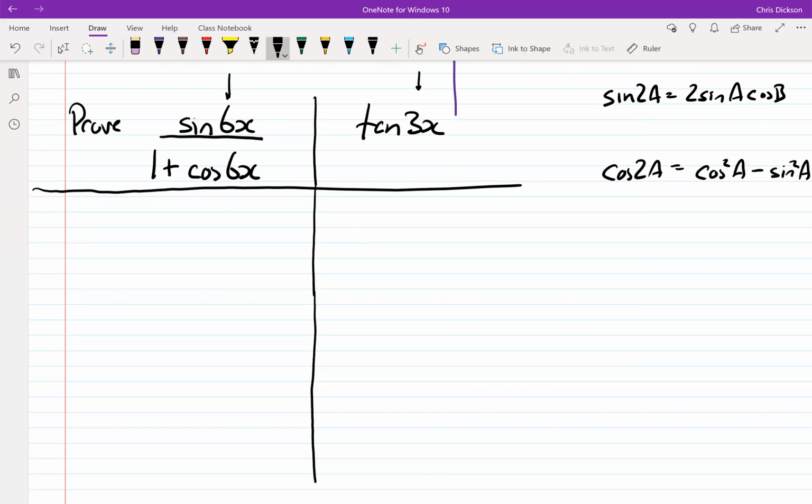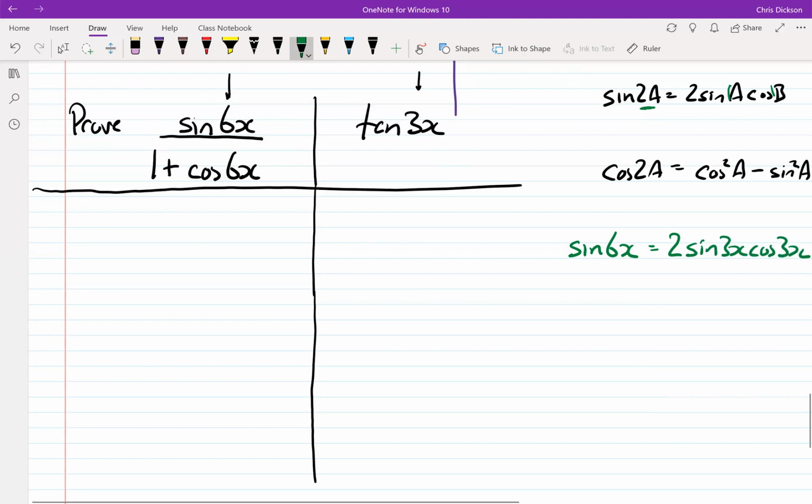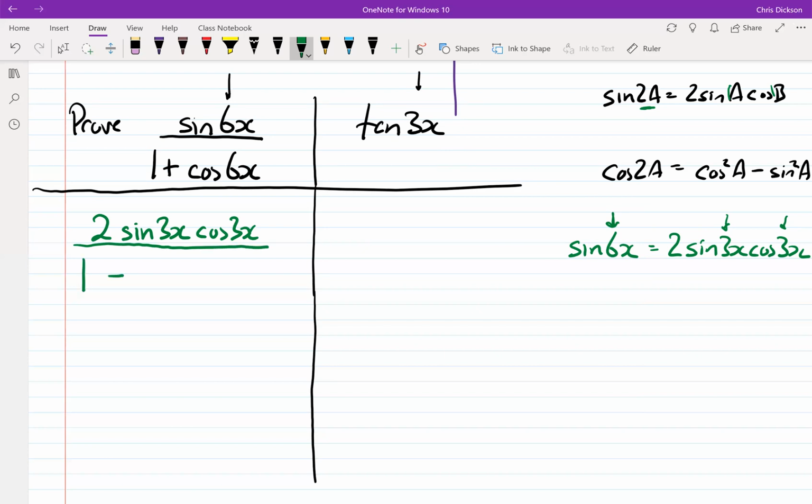So for the numerator of the fraction, I can do that pretty easy. But I have to realize I'm not going from 2a to a, I'm going from 6x. And I notice that when I do that, basically I go from 2 to 1. So I divide it by 2, which is going to work nicely for me here. So sine 6x should become 2 sine 3x cos 3x. So notice that this number gets halved into those numbers. So this top here becomes 2 sine 3x cos 3x all over 1 plus.